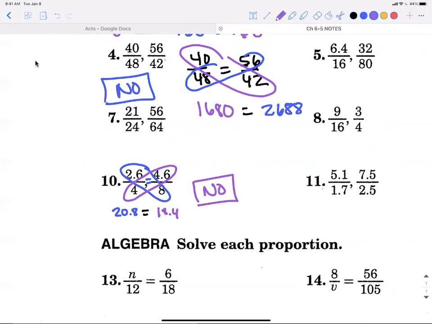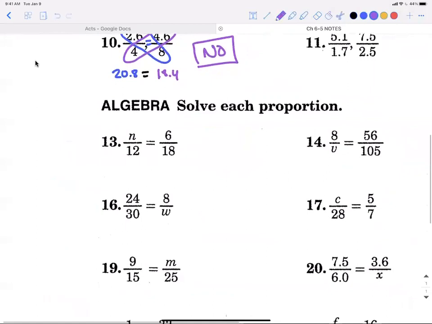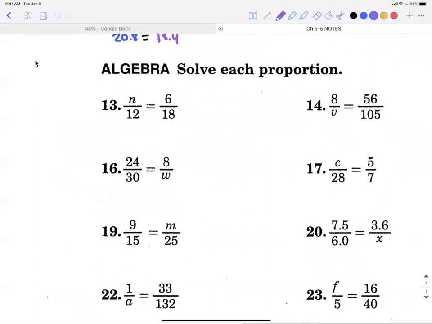Pretty simple, pretty straightforward. All right, this we have already done. So this really is a repeat. We know how to solve for the unknown. You've got two fractions equal to each other. You can always cross multiply, and we're going to do that. N times 18 is 18n. 12 times 6 is 72.